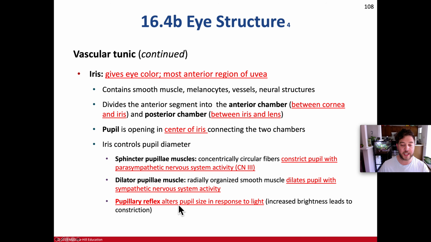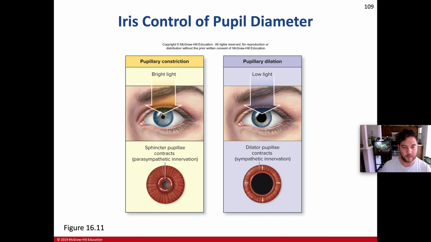The pupillary reflex alters the pupil size in response to light, so that is independent. The light-dark response is independent of the parasympathetic-sympathetic activity. Increased brightness leads to constriction. Decreased light leads to dilation. So in pupillary constriction under bright light, the sphincter pupillae contracts. In pupillary dilation in low light, the dilator pupillae contracts.